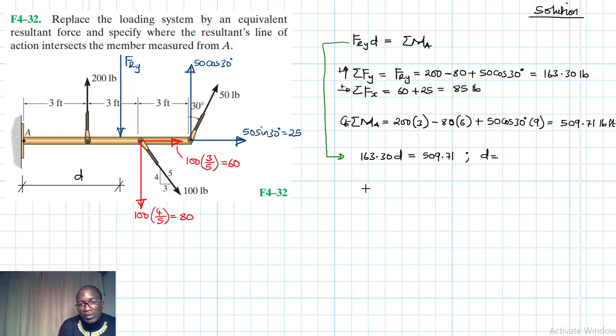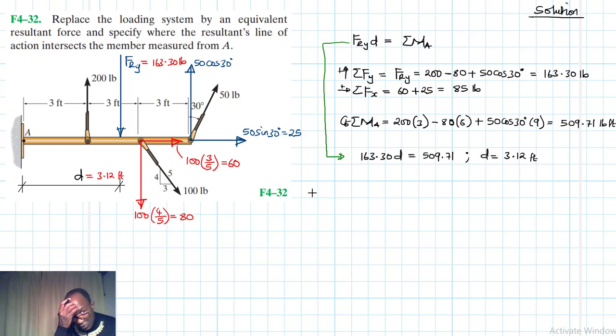Therefore, if we calculate, D will be equal to 509.71 divided by 163.30. So we get 3.12, a 3.12 feet. Okay, so we could call this one equal to 3.12 feet, and this one equal to 163.30 pounds. Are we done?